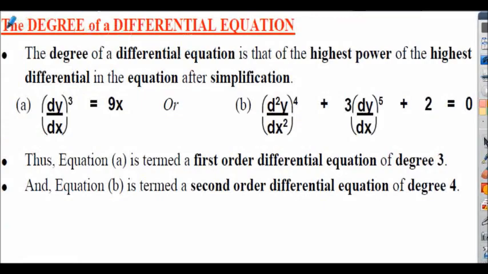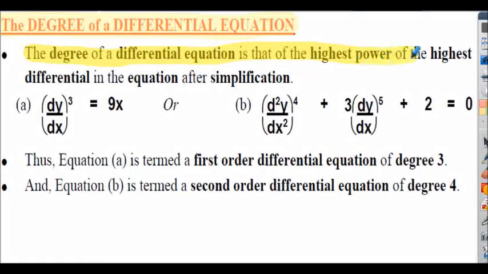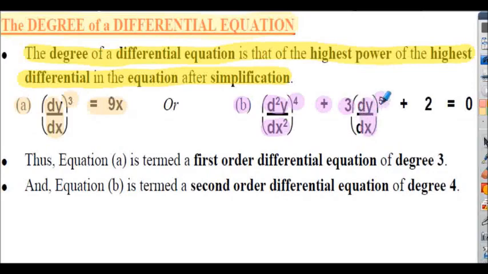Let's just briefly consider the degree of a differential equation. The degree of a differential equation is that of the highest power of the highest differential in the equation after simplification. So in part A, shown here, we have the equation (dy/dx)^3 = 9x, and we have part B here, (d2y/dx^2)^4 + 3(dy/dx)^5 + 2 = 0.